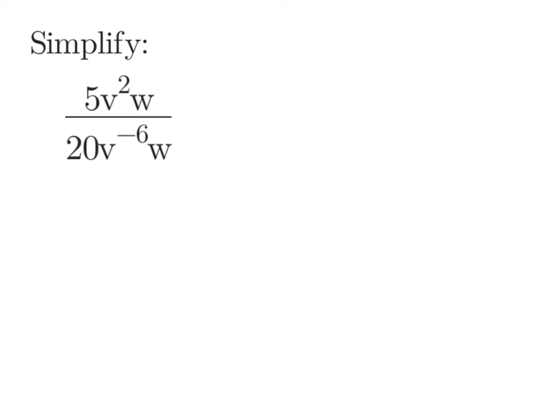When we have 5v squared w over 20v to the negative 6w, and we want to simplify it as a fraction. Since we have three different types of factors in the numerator and the denominator, I'm going to split that up into 5 over 20 times v to the 2nd over v to the negative 6 times w over w. And then start simplifying. You should know with 5 and 20 that 20 is 5 times 4. So we cancel that common factor of 5 and we're left with 1/4.